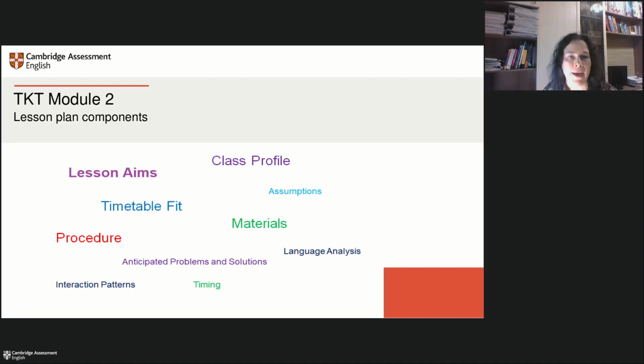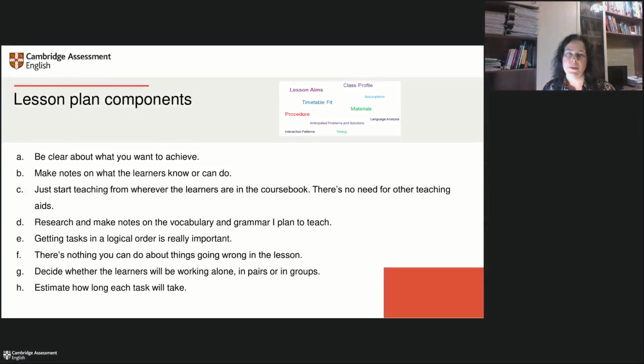Okay. So have a look at the statements, keeping in mind lesson plan components. Let's identify which of the statements are false. Have a read and let me know in the chat box.